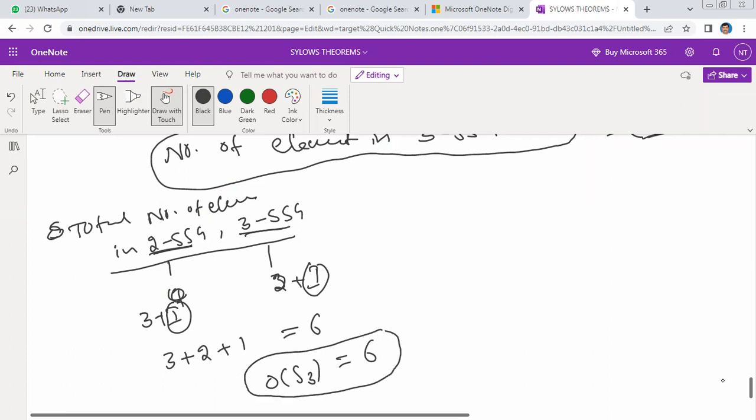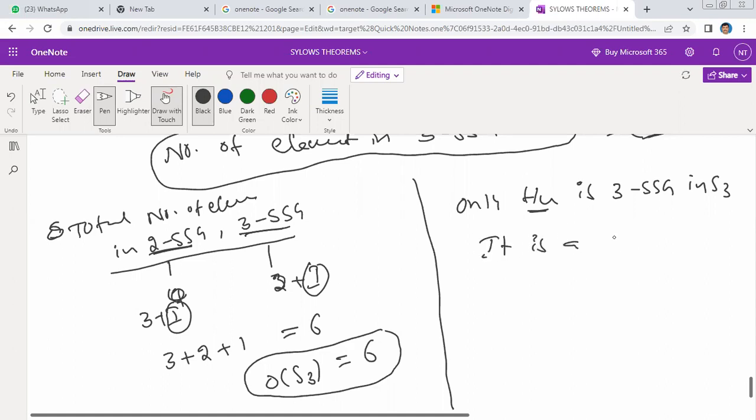Okay, right? Now here you observe, what is the conjugate? Actually we have only H4 as the Sylow 3 subgroup in S3. Is it conjugate? Because I can verify that it is self conjugate. H4 is conjugate to itself, so it is a self conjugate.